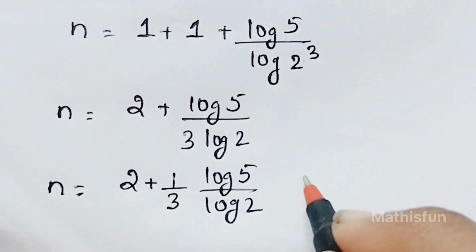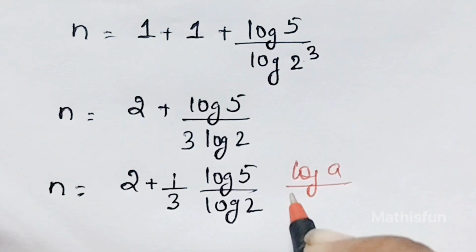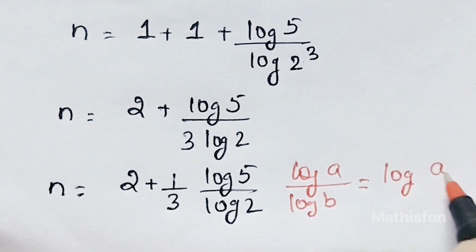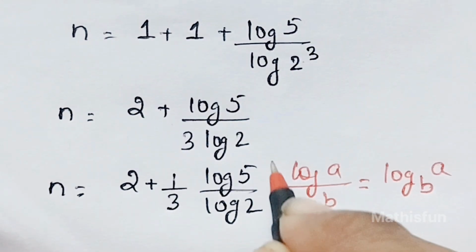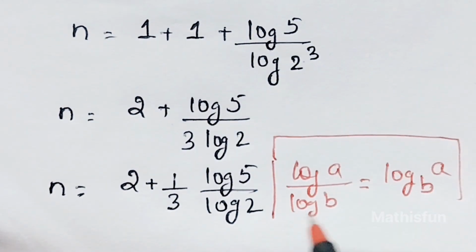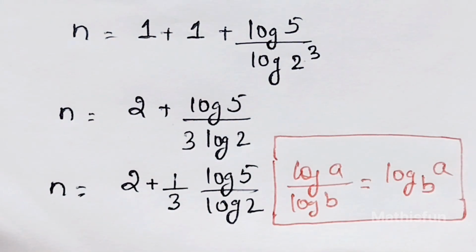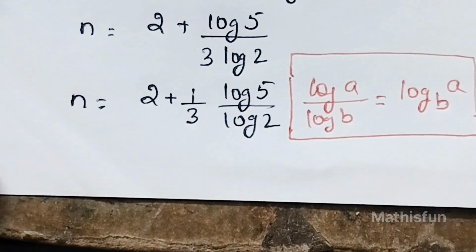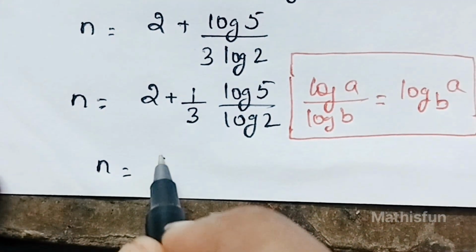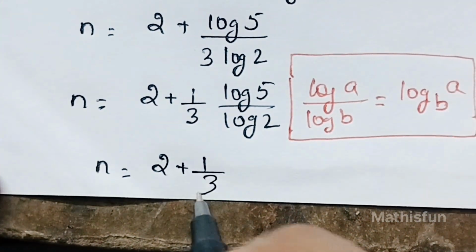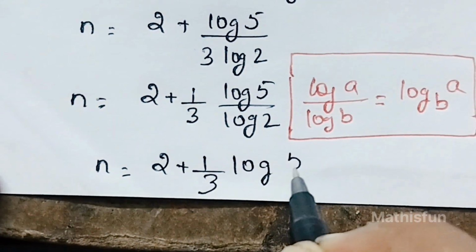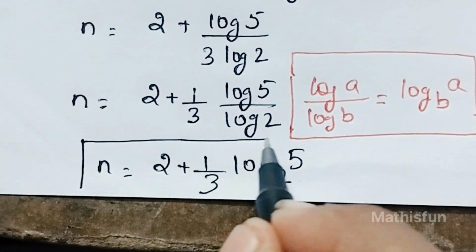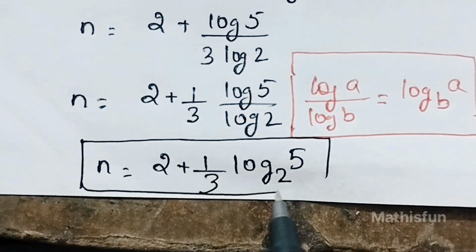Now this is in the form of log a upon log b, that is log a base b. So we'll take 2 plus 1 upon 3 log 5 base 2. So this is our answer for the equation.